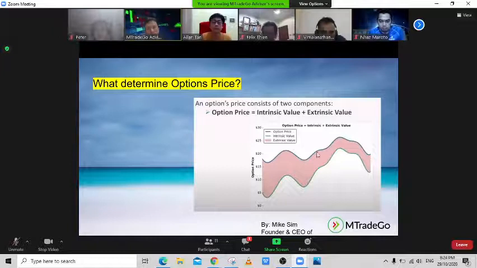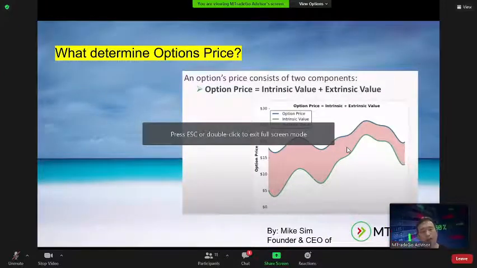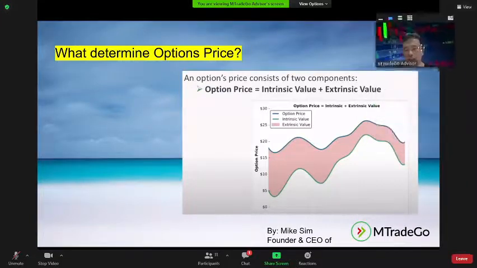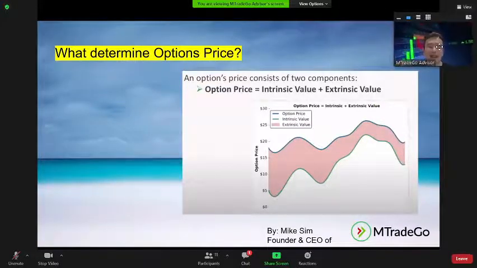Number one, here we need to know what determines the option price. Options are basically like insurance. If you want to buy longer term insurance, it is more expensive; you need to pay more premium. If you want to buy shorter term insurance, it's cheaper because the risk is not so high. That is called theta in options. Later we're going to talk about that value.